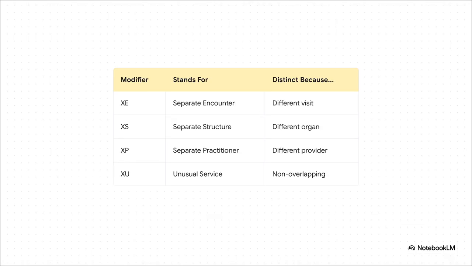Because of that high risk, CMS actually prefers the highly specific X modifiers you see in this breakdown. We have XE for a separate encounter on the exact same day, XS for a separate structure like a different organ or compartment, XP for a separate practitioner, and XU for an unusual non-overlapping service. The reason these are preferred is because they force the coder to specifically identify exactly why the service is distinct rather than just using a generic catch-all.